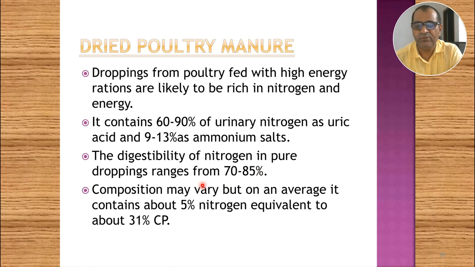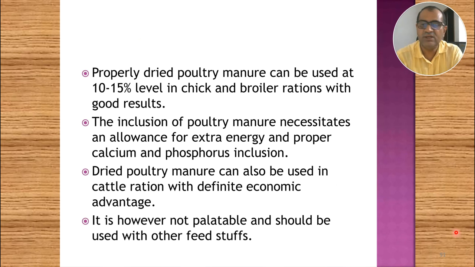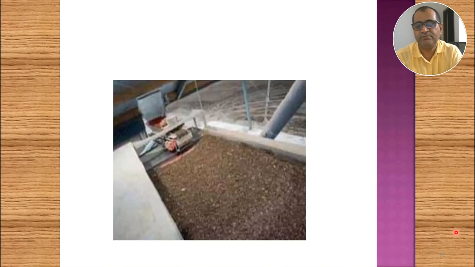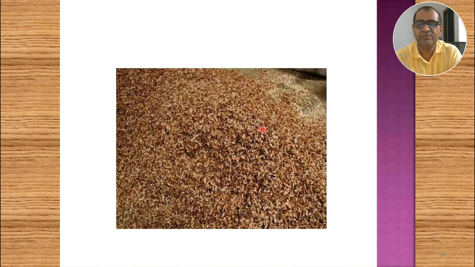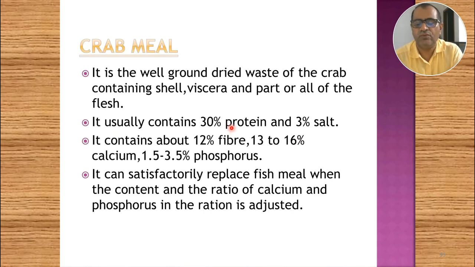So composition may vary, and the animals can be fed properly dried poultry manure at 10 to 15% level only, not more than that. But it is not palatable and has a lot of smell and uric acid, etc. So it needs to be processed before it is fed to the cattle. Then shrimp shell powder can also be used. It contains salt, 3.7%, and can be used as an alternative animal feed source.